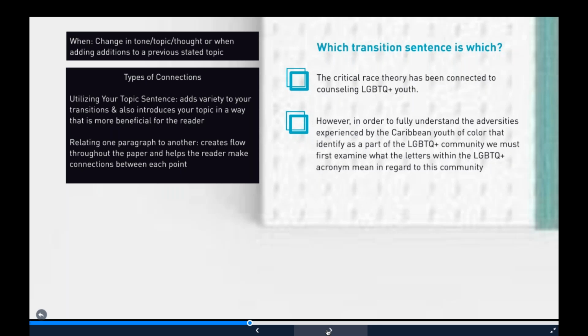Our first one, the critical race theory, has been connected to counseling LGBTQ youth. Our second, however, in order to fully understand the adversities experienced by the Caribbean youth of color that identify as a part of the LGBTQ community, we must first examine what the letters within the LGBTQ acronym mean in regard to this community. Which one can start a paragraph and which one can connect a paragraph?